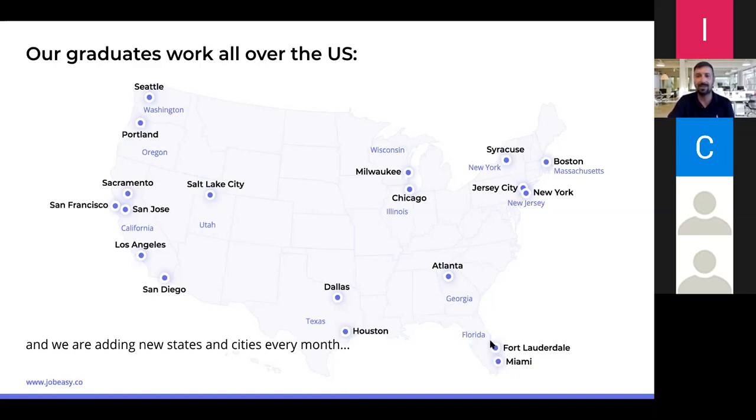Fort Lauderdale, 75K. New York, between 70 to 100K. Boston, 86, 85K. New Jersey, also 70 to 100K. Same goes for Chicago, 70 to 100K. Milwaukee, we have a girl working there right now. She's making 75K.